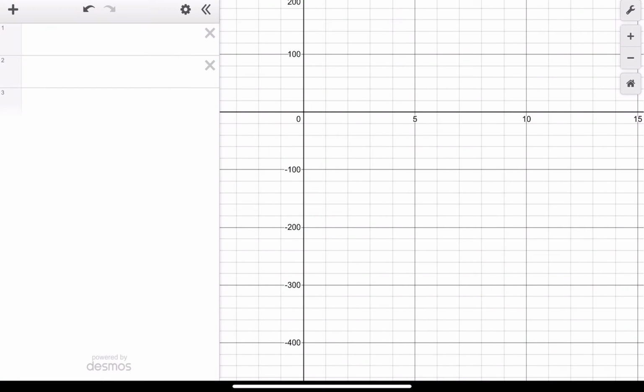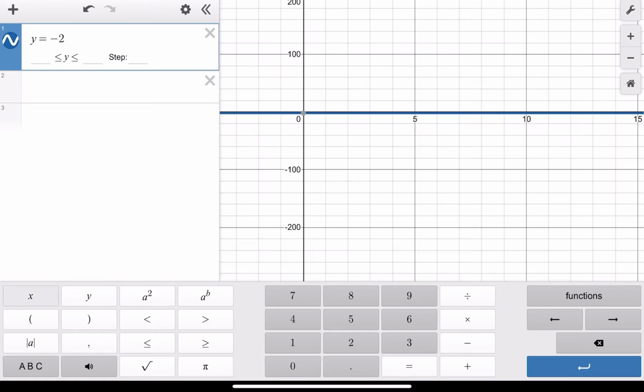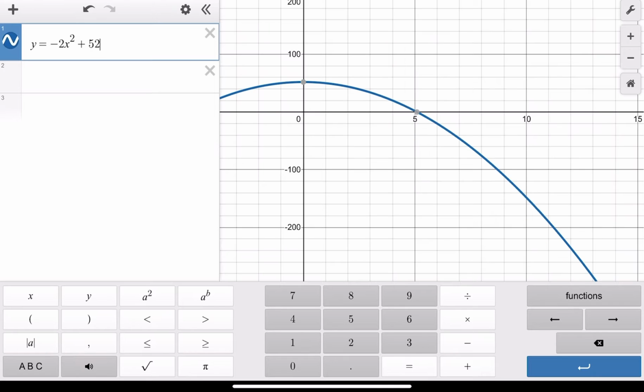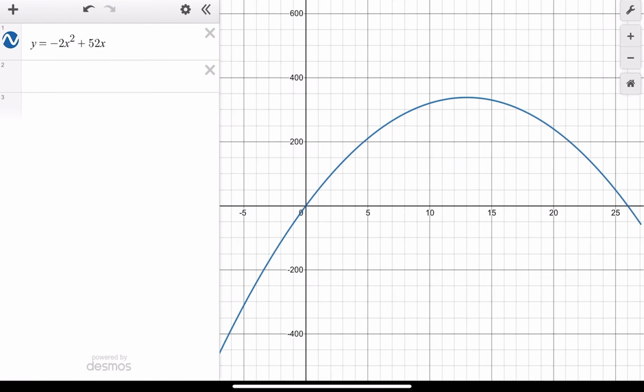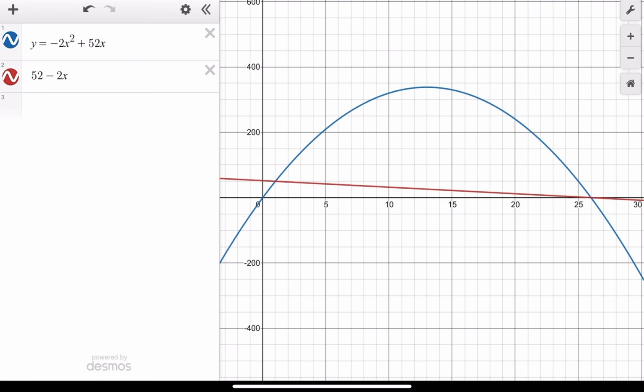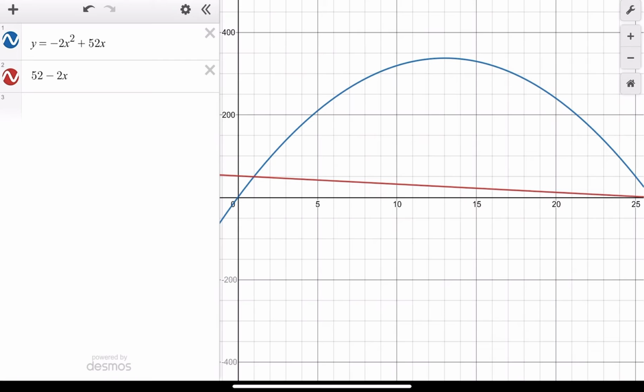So I'm going to take my revenue function, which was my output equals negative 2x squared plus 52x. So here's my revenue. And then if I look at what we charge people, 52 minus 2x, and there's a straight line. So you can see that there's a couple places where maybe they won't make as much money.